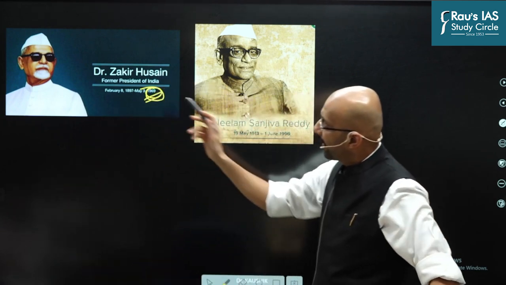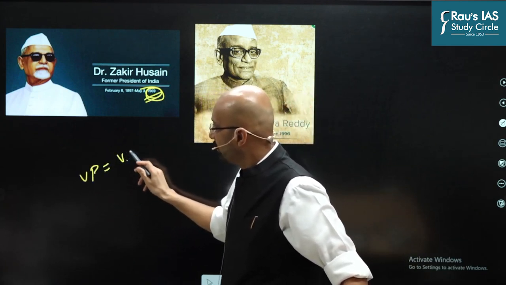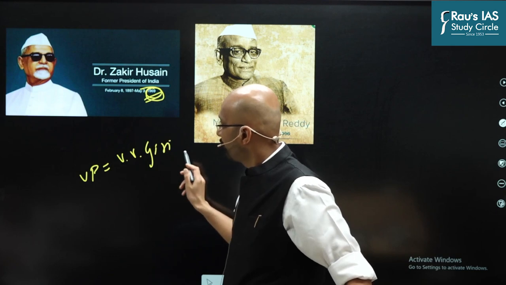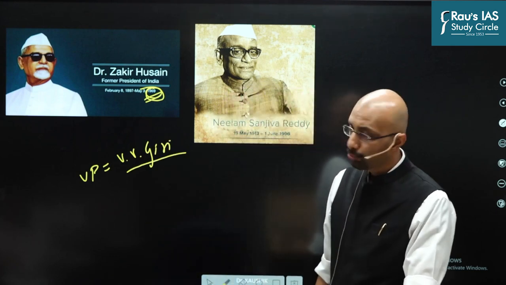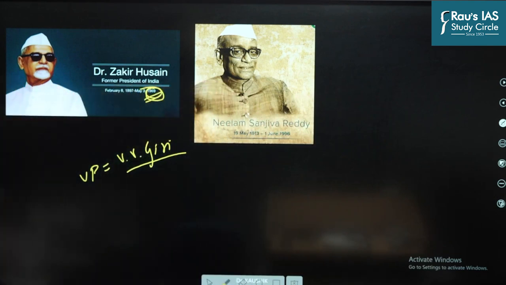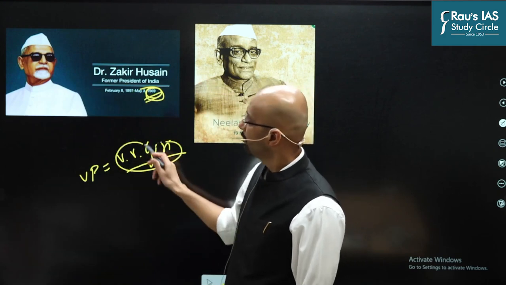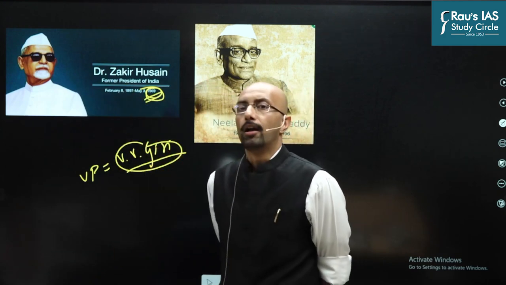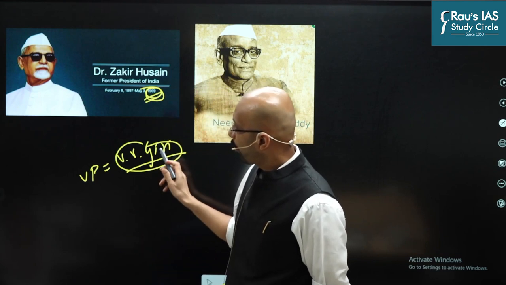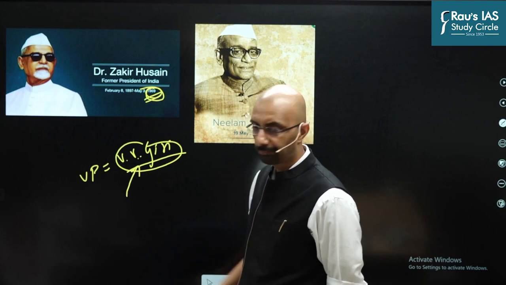Now when Zakir Hussain died, the vice president of India at that time was V.V. Giri, Varahagiri Venkata Giri. You all know that if the president is not able to discharge his duties for whatever reason, or in case of death, impeachment, resignation, the VP will act as president. So V.V. Giri at that time was acting as president of India. Indira Gandhi now wanted him to become full-time president. So she will advise him, let's say you do one thing.